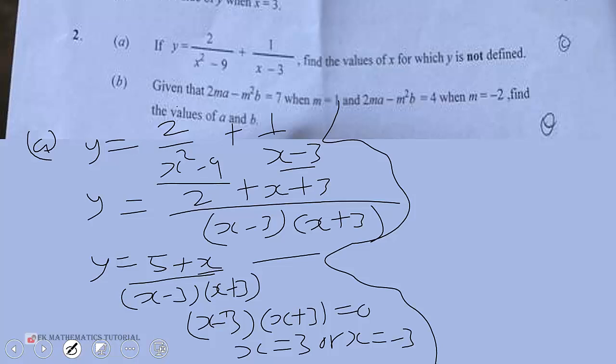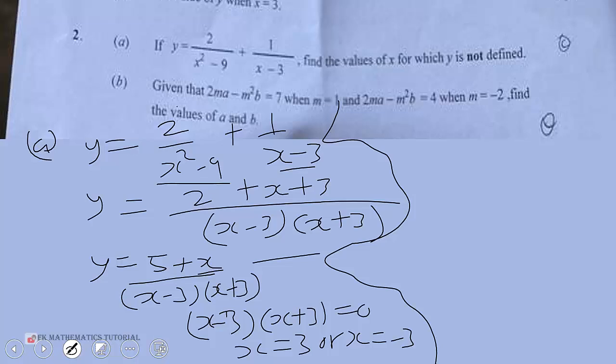Given that 2ma minus m squared b equals 7 when m equals 1, and 2ma minus m squared b equals 4 when m equals negative 2, find the values of a and b.